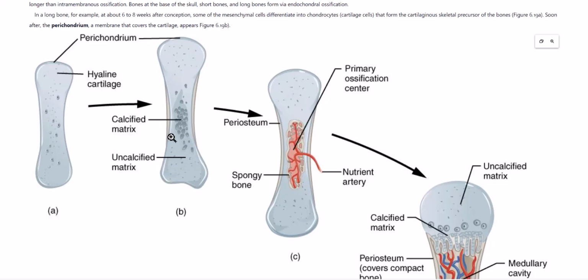Now what's going to happen is that some blood vessels are going to begin to permeate into the diaphysis, into the shaft of that hyaline cartilage template. And with that, these hormone signals and blood that's coming in are going to become what's called the primary ossification center. So we see that bony structures start forming here within the shaft of that template.